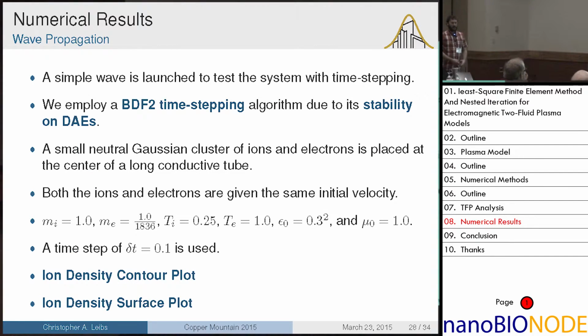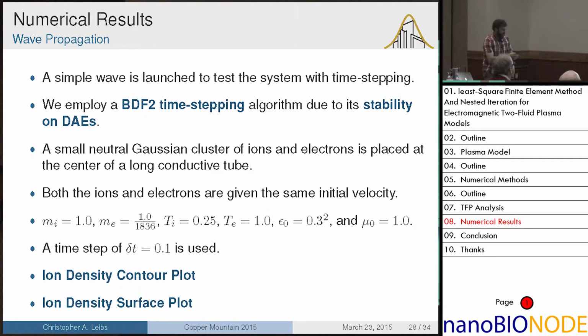So here's just showing a little bit about that. Here's a simple test that's going to show just a wave propagation, and we do a backwards difference formula here instead of Crank-Nicolson due to the stability requirements that we need for this differential algebraic equation set. So what do I do here? What you're about to see, I'll click, it'll be a video, or I could just play the video while I describe it. Maybe it's better.